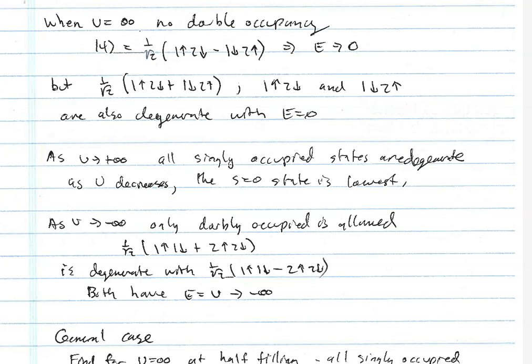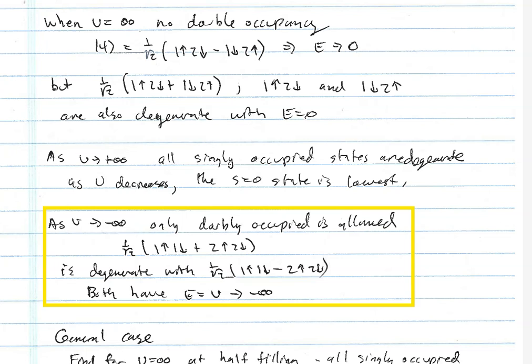Again, as U goes to minus infinity, we have only doubly occupied states, and the state 1 up, 1 down, plus 2 up, 2 down is degenerate with 1 up, 1 down, minus 2 up, 2 down. Both have an energy E equals U, but if U is not exactly equal to minus infinity, then the state with the plus sign will be lower in energy than the state with the minus sign.